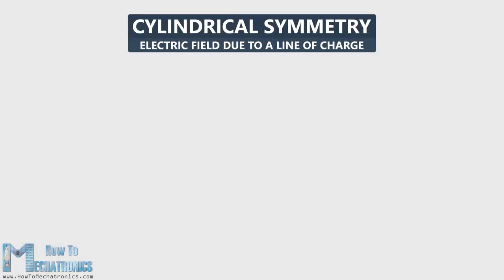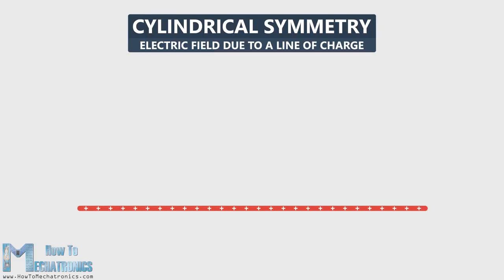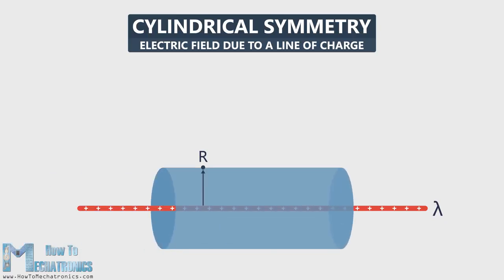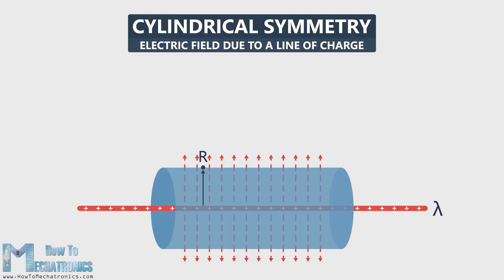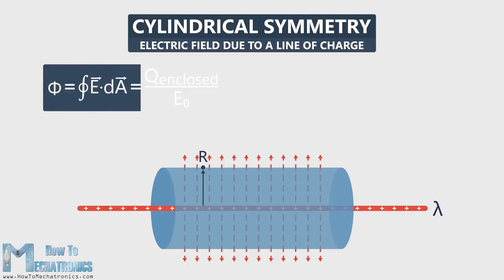The second type of symmetry is cylindrical symmetry. Let's say we have an infinite line of positive charge with uniform linear charge density lambda, and we want to figure out what the electric field is at some point above the line at distance r. Here we will choose a cylinder as a Gaussian surface with a center along the line of charge. We don't have an electric field through the end caps. The electric field will be pointing out through the walls of the cylinder. Also, we have symmetry here, which allows us to use the Gauss law in order to calculate the electric field. We can calculate the flux using the same equation that we used previously.